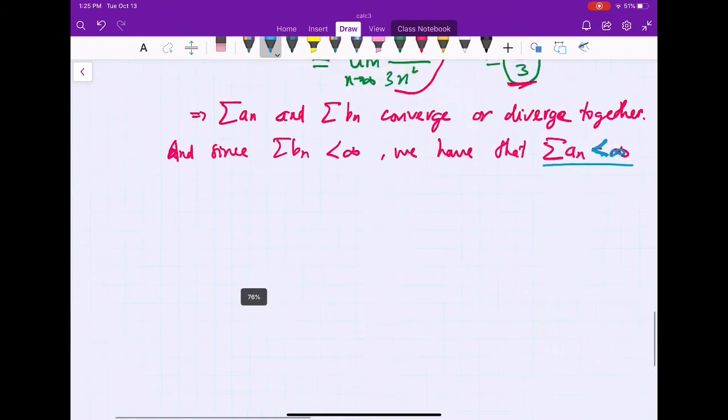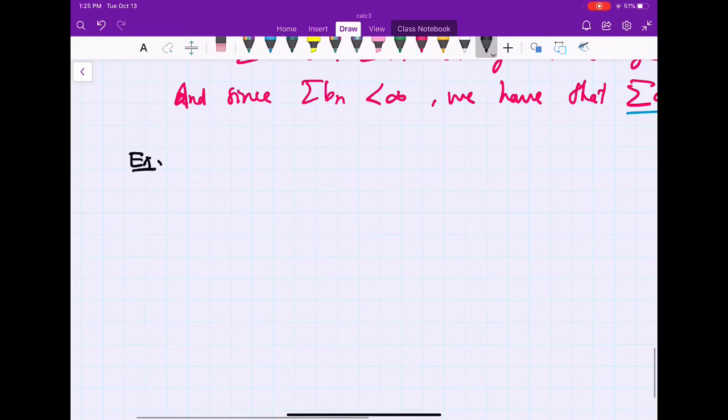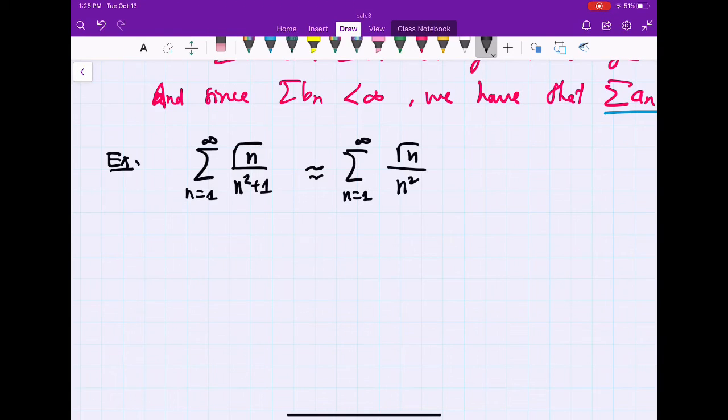Okay, so let me show you more examples about this, because that is the best way to understand them. So you have square root of n over n squared plus 1, from 1 to infinity. Let me use the similarity. This is similar to the series from 1 to infinity of square root of n over n squared. So I ignore 1, right? And this is nothing but 1 over n to the 3 over 2, from 1 to infinity.